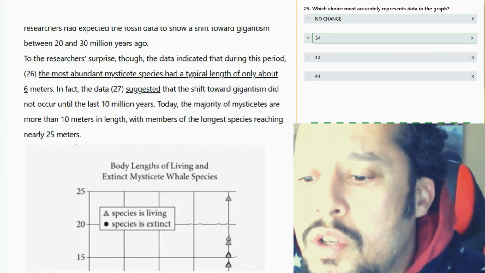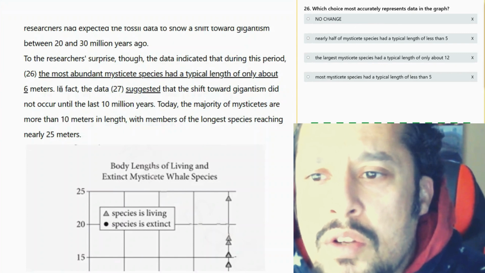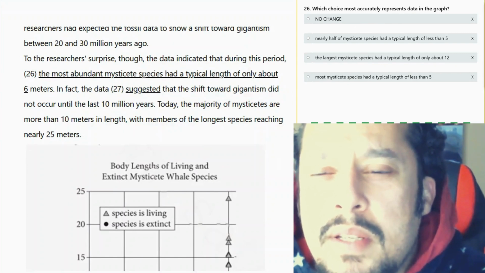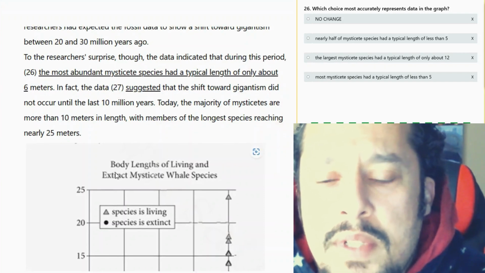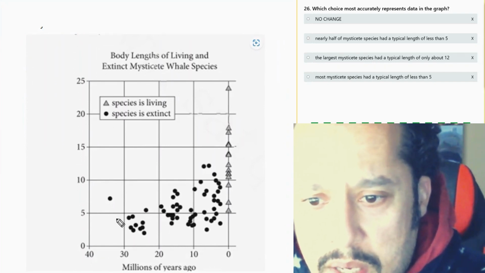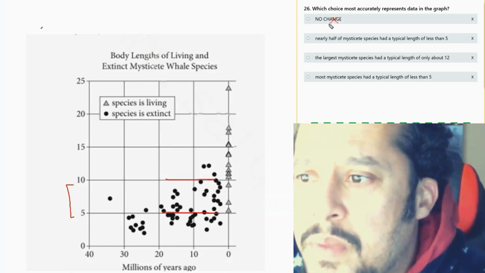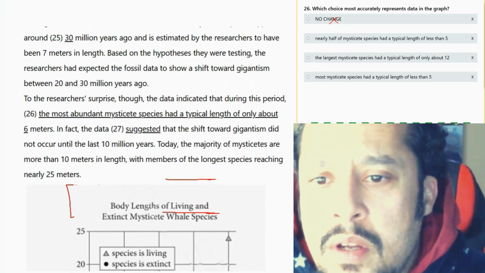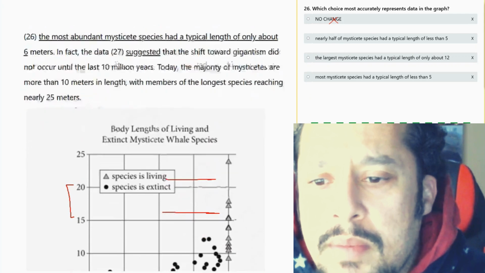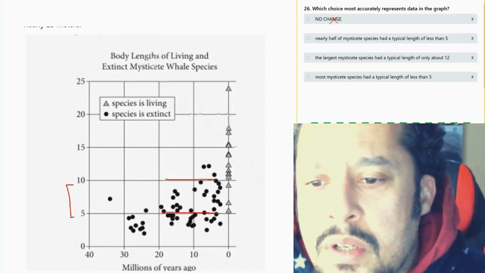Okay, so let's see, which most accurately represents data in the graph? So we want to talk about the most abundant mysticete species had a typical length of 6 meters. I wouldn't say typical length of 6 meters. I would say between, geez, 5, I guess, and 10 meters, or something like that. So no, the most abundant species had a typical length of only about 6 meters. Yeah, we can't really support that. Honestly, it's a lot there, a lot of different ones.